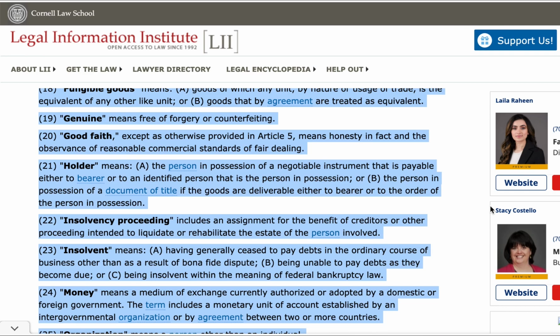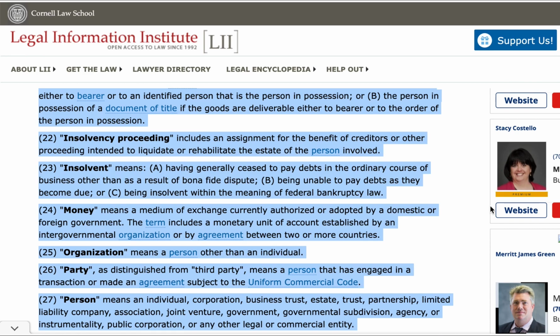23. Insolvent means A. Having generally ceased to pay debts in the ordinary course of business other than as a result of bona fide dispute, B. Being unable to pay debts as they become due, or C. Being insolvent within the meaning of federal bankruptcy law. 24. Money means a medium of exchange currently authorized or adopted by a domestic or foreign government. The term includes a monetary unit of account established by an intergovernmental organization or by agreement between two or more countries. 25. Organization means a person other than an individual.